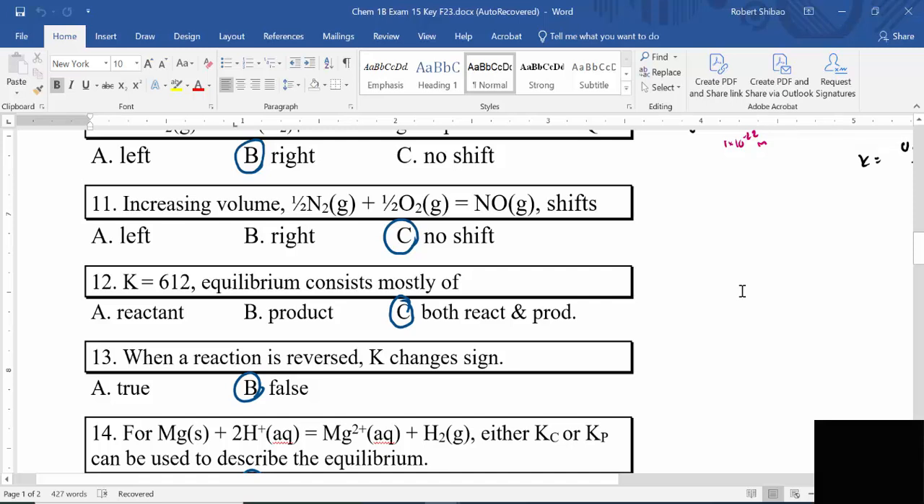All right, increasing volume. Increasing volume favors the side with more moles of gas. More moles of gas requires greater volume. And so when we look at the total moles of gas on the left, we have a half mole plus a half mole gives us a total of 1 mole on the left. And over here we have 1 mole of gas on the right. All these are gases, and so there's no shift. It's not going to favor one side or the other.